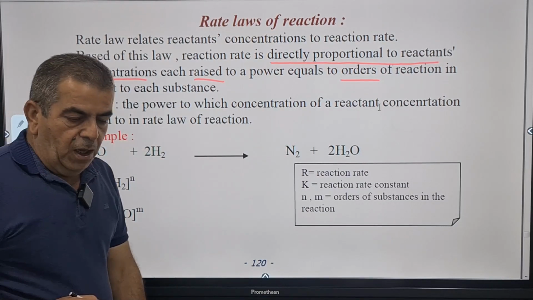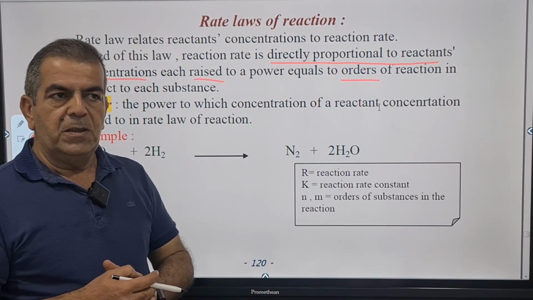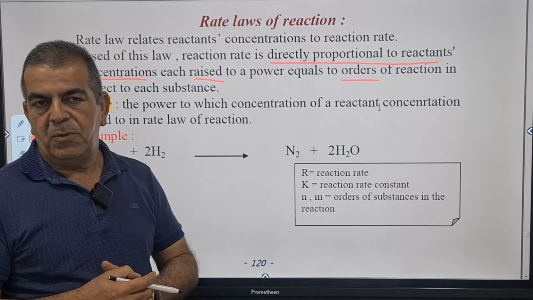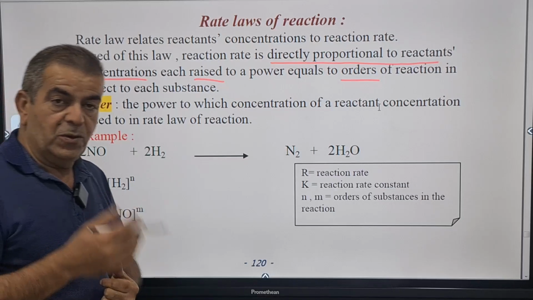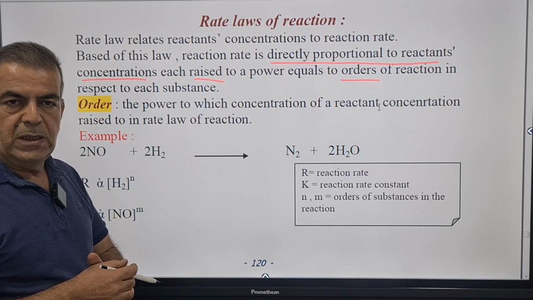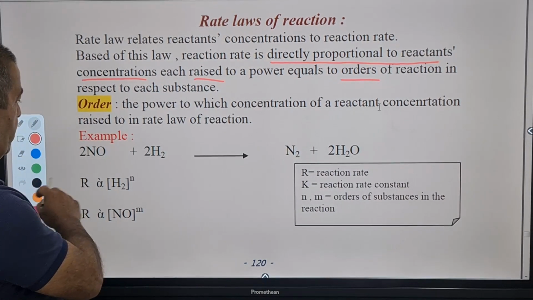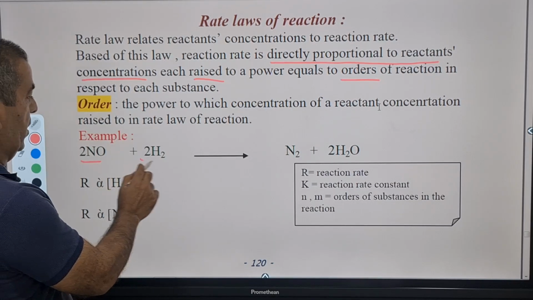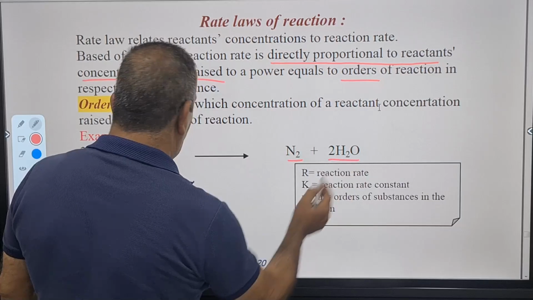So we studied in the last lecture that the rate of a reaction is directly proportional to concentration of reactants. So based on this, we can derive the reaction rate law. Let's go on and have an example here. We have in this reaction nitrogen monoxide reacts with hydrogen producing nitrogen and water.